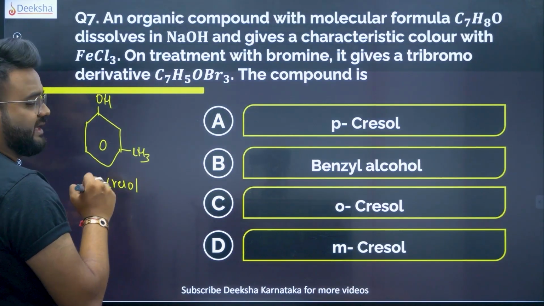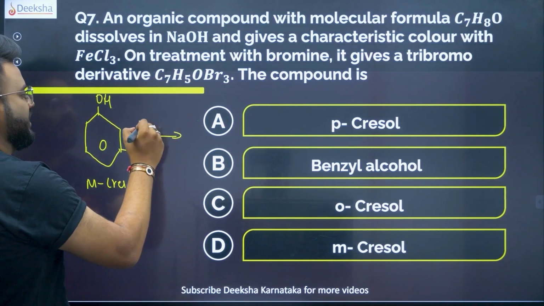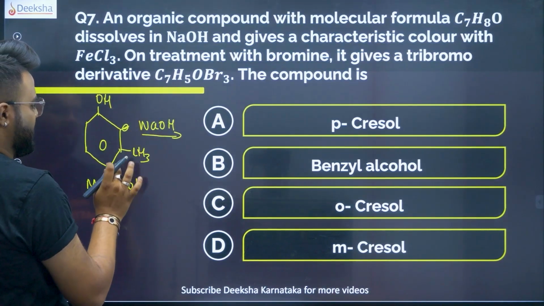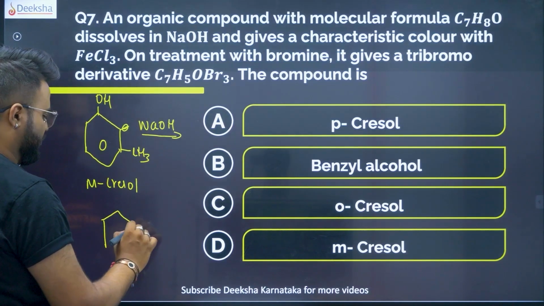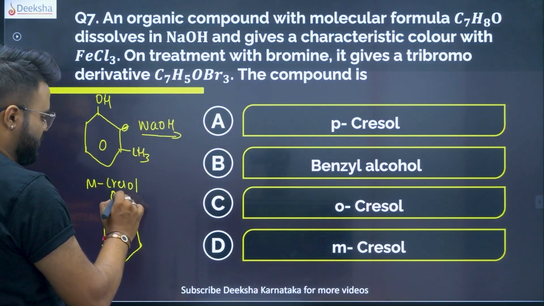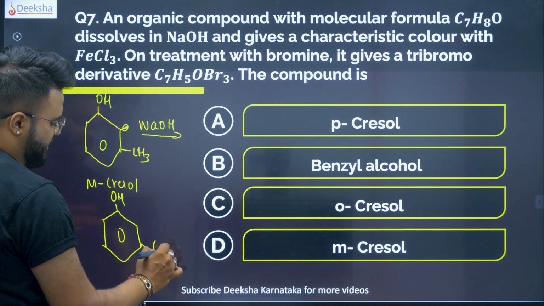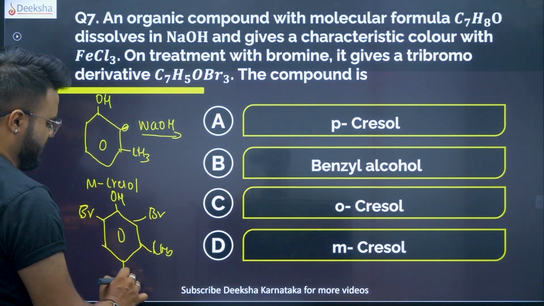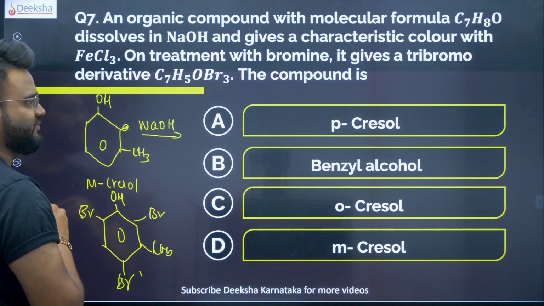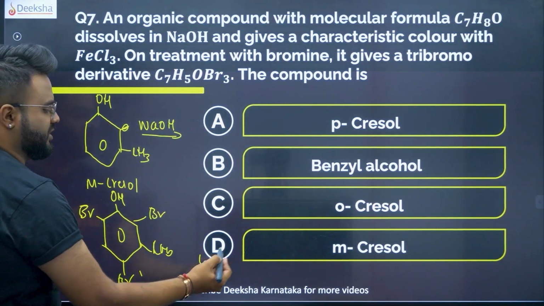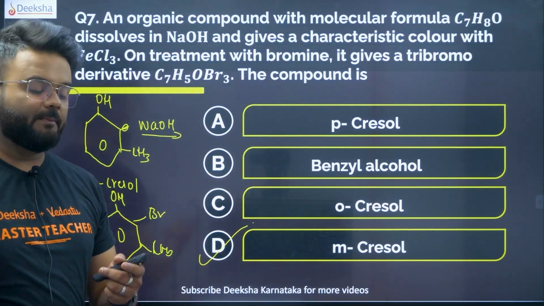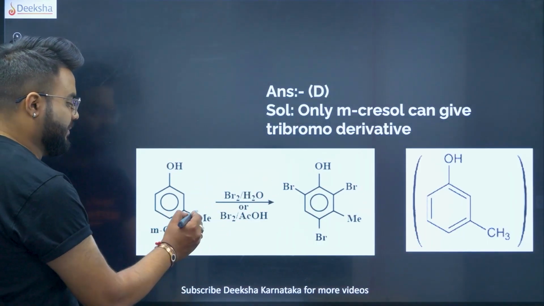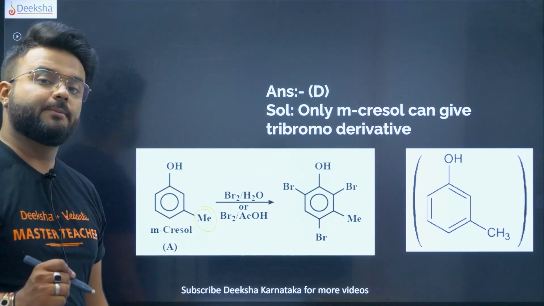metacresol. When metacresol is reacted with bromine, there are 3 positions left out, therefore Br gets added there. Here it is CH3, here Br, and again here Br. So the tribromo derivative is formed. Therefore, the correct option will be option D, that is nothing but metacresol. You can check this. This is your metacresol, and Me represents the methyl group.